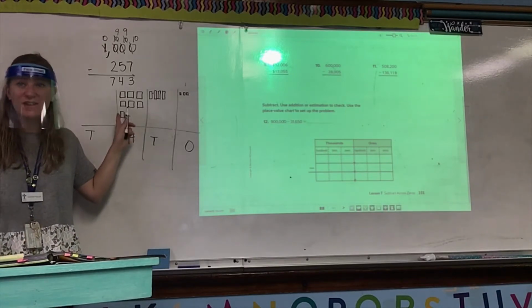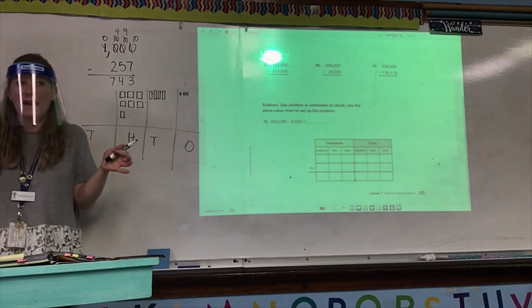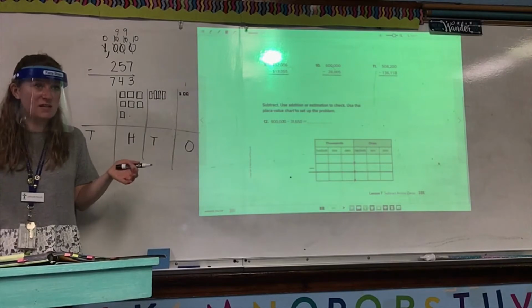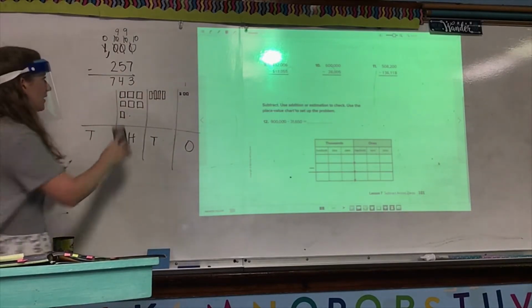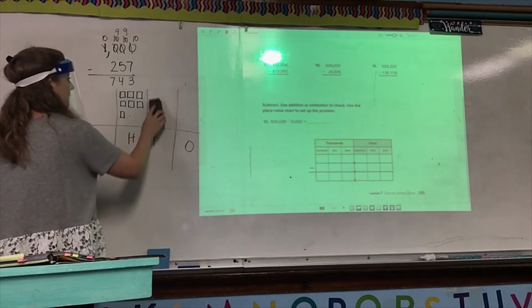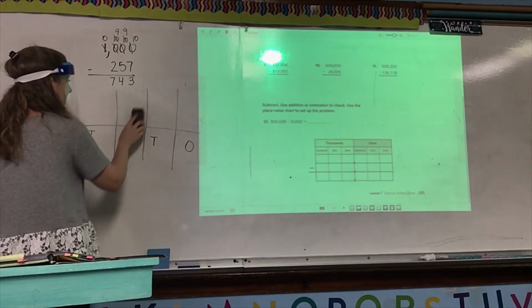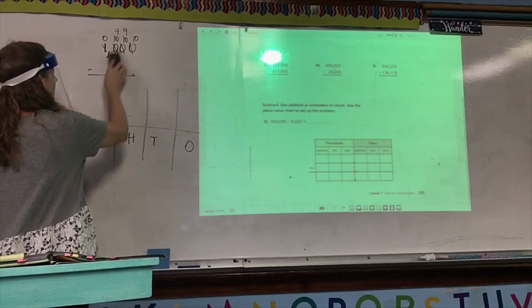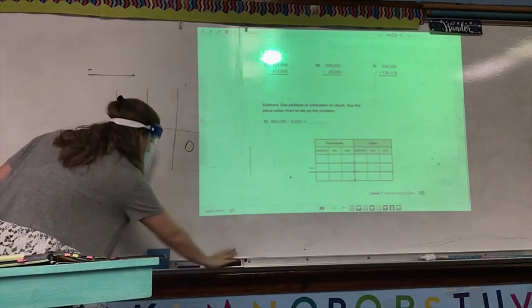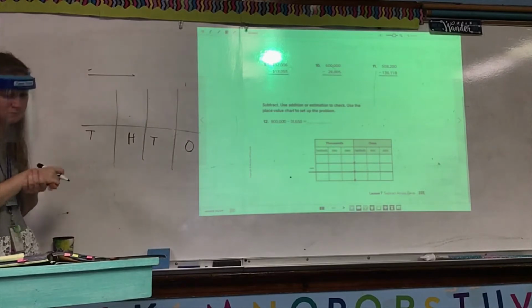Let's do one more like that. Even though you won't have base 10 blocks when you do this, if you can visualize doing this, that will help. So let's do one more problem. In that problem, we just made 10 every time. Sometimes we won't be making 10. Let's see.